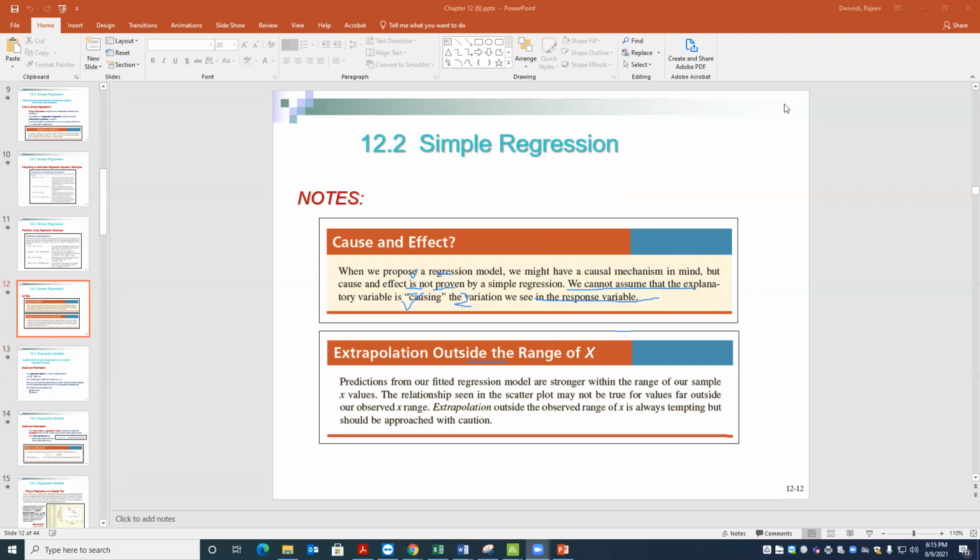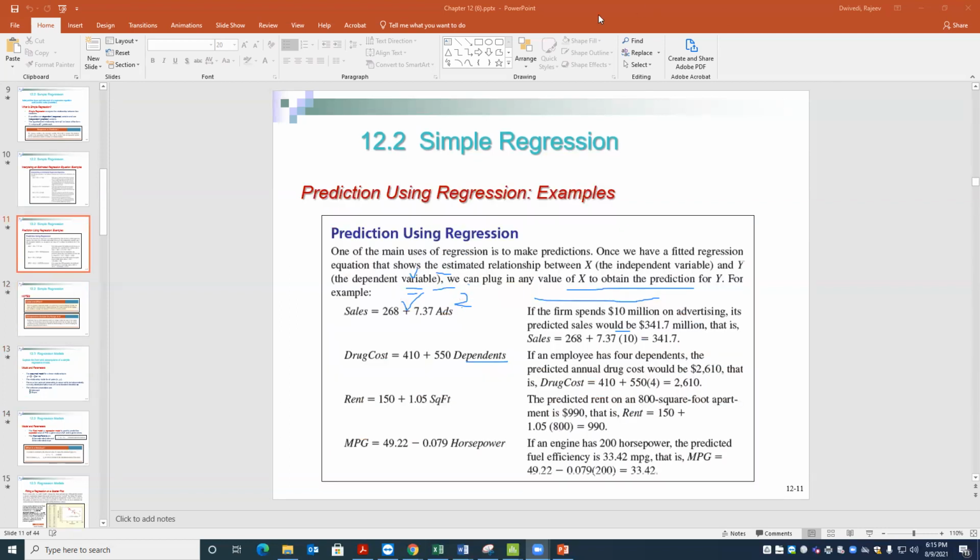So this is another explanation: this is the cause and this is the effect. Regression is also known as a causal relationship. Because this is the cause, you have $2 million of spending in advertisement and the sales go up by this much. So this is cause, this is effect.